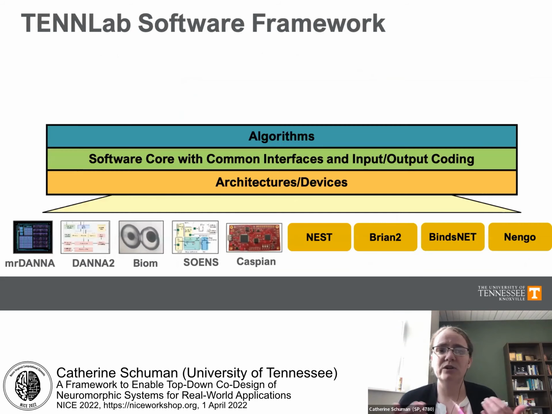So through the software core, we connect our architectures and devices up to a suite of algorithms, and the algorithms are programmed to that software core instead of being programmed to the underlying hardware. This way, you can easily swap out which hardware you're evaluating on and evaluate different characteristics of your algorithms and how it might perform on these different hardware implementations, which of course have radically different characteristics.